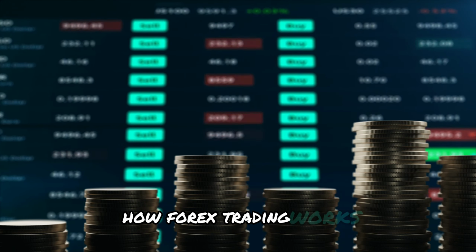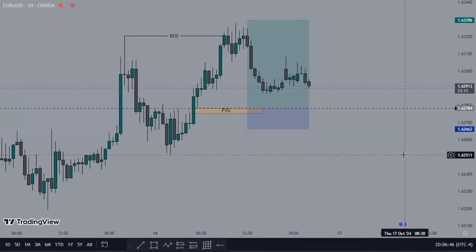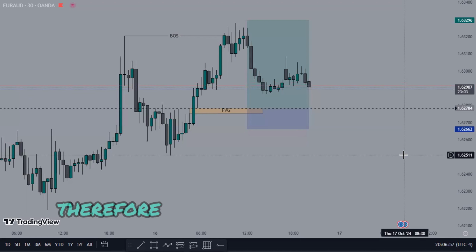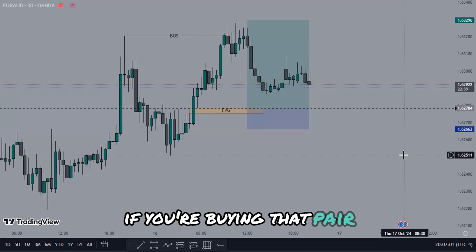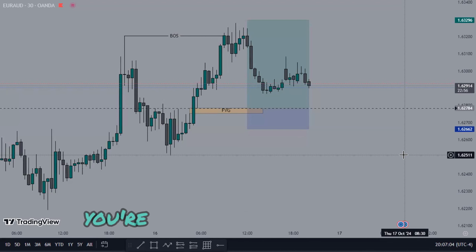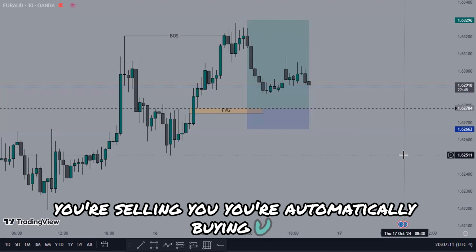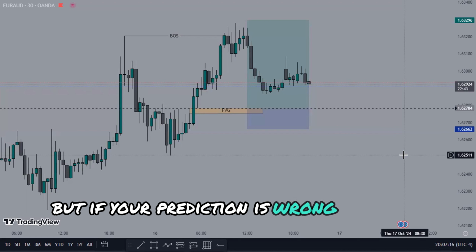Now let's go over the second point. How Forex trading works. It's all about trading currency pairs like Euro USD or GBP JPY. You are always trading one currency against another. You make money when the currency you bought increases in value compared to the one you sold. Therefore, with a currency pair like Euro USD, if you are buying that pair, you are buying euro and automatically selling USD. If you are selling that pair, you are selling euro and automatically buying USD. So if your prediction is correct, then you will make money. But if your prediction is wrong, you will lose money.